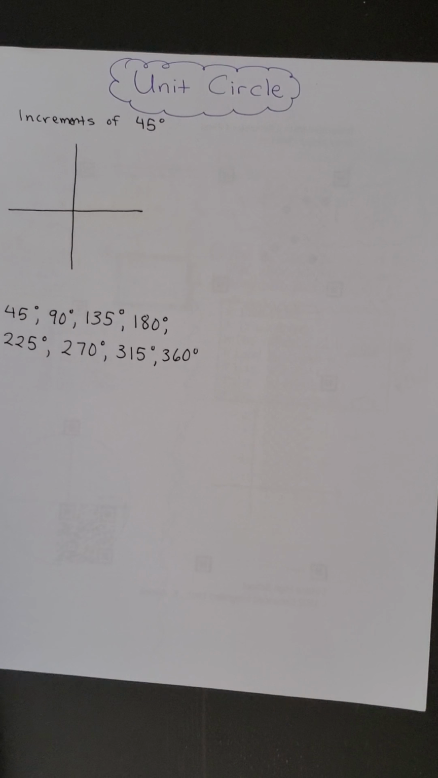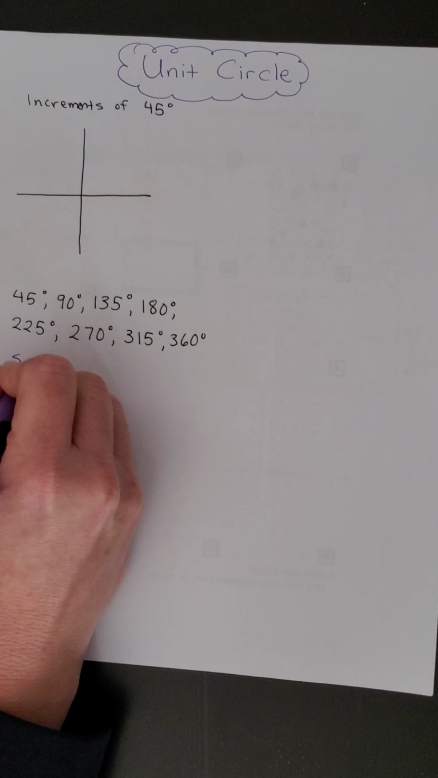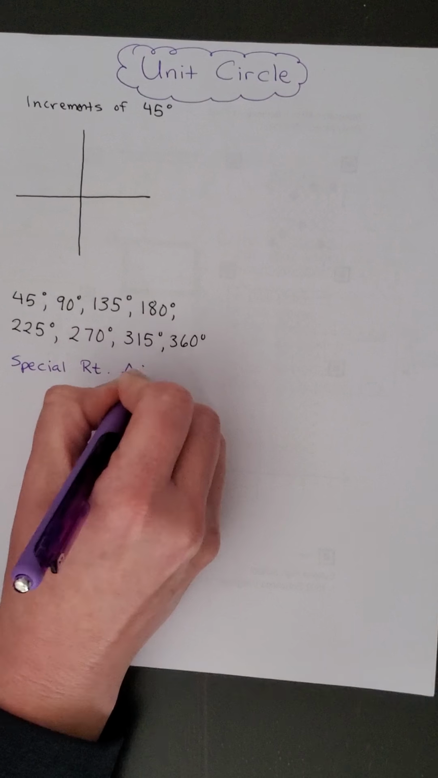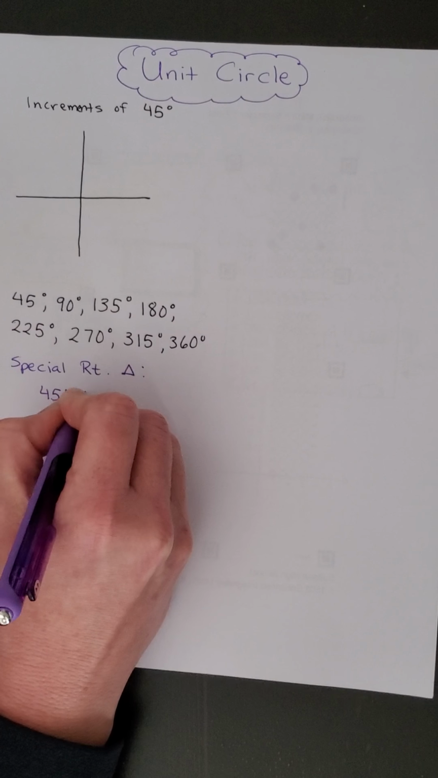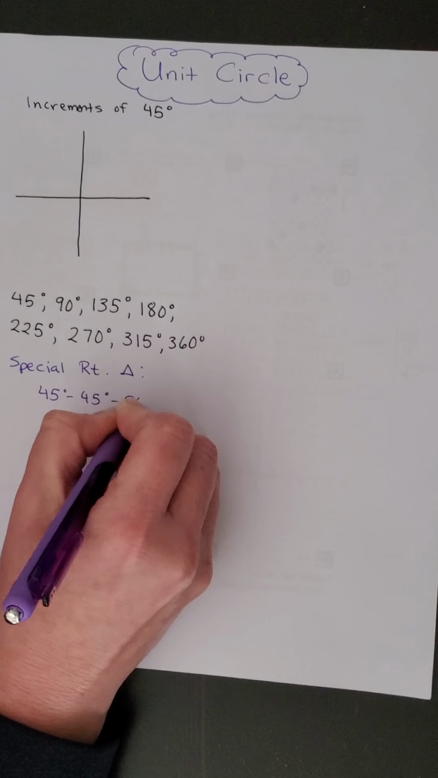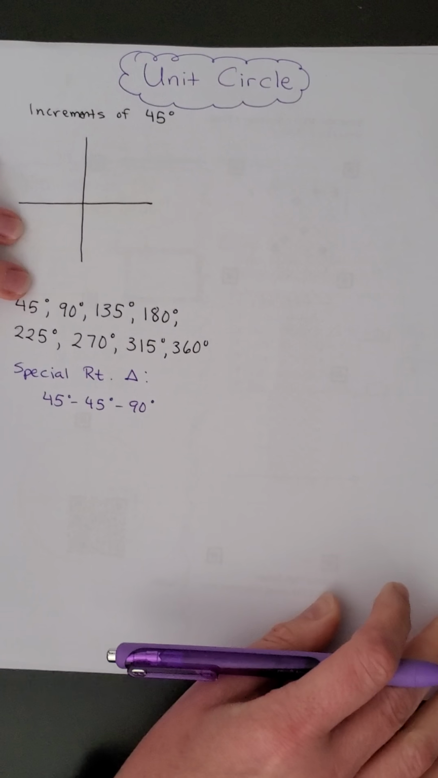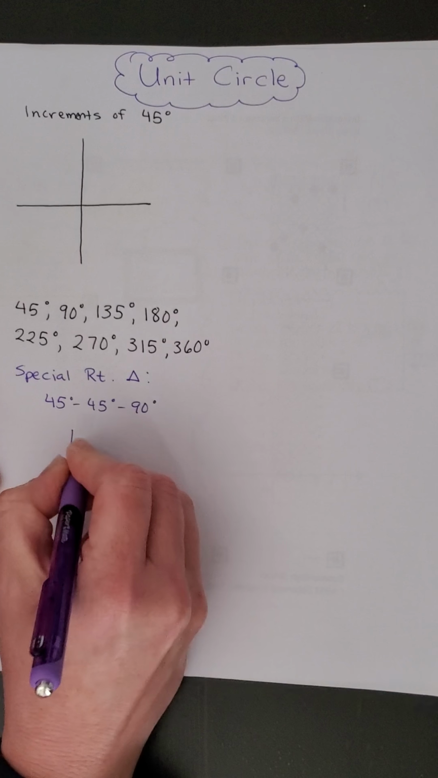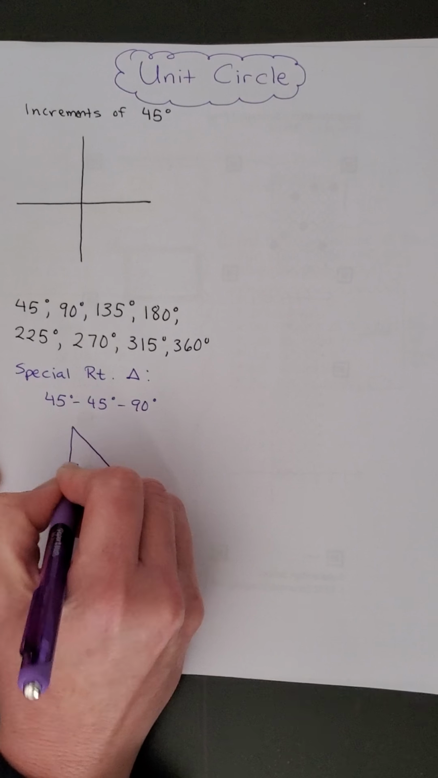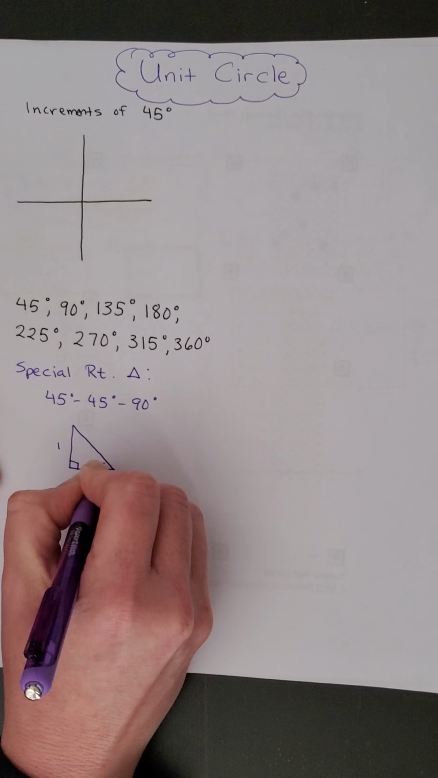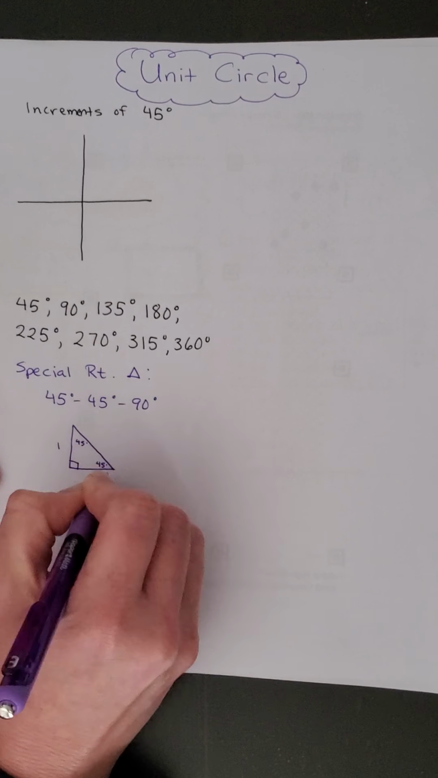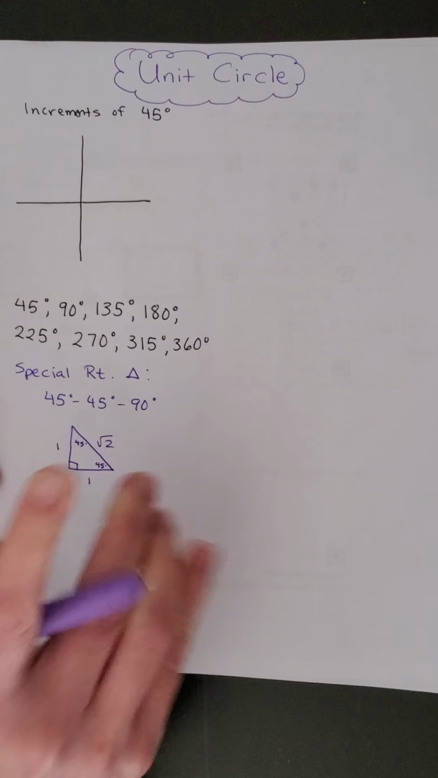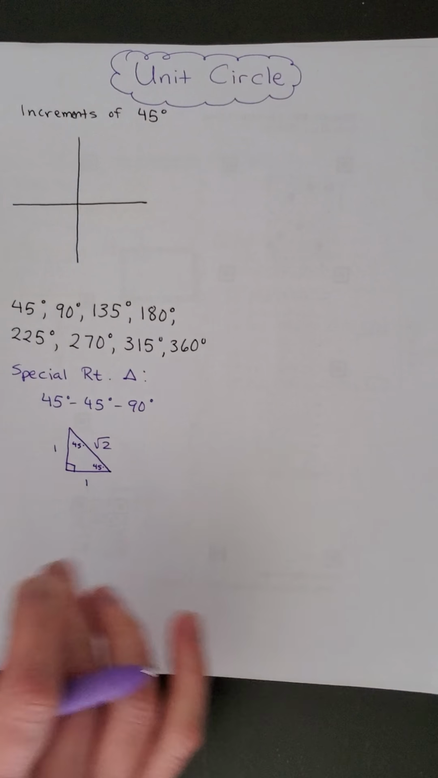So in a 45 degree angle, I'm going back to a special right triangle. It's a 45, 45, 90. In a 45, 45, 90, what we know is that if the side lengths are 1 and 1, of course the side lengths are equal because the angles are equal, then the hypotenuse will be square root 2. And remember that comes from the Pythagorean theorem.